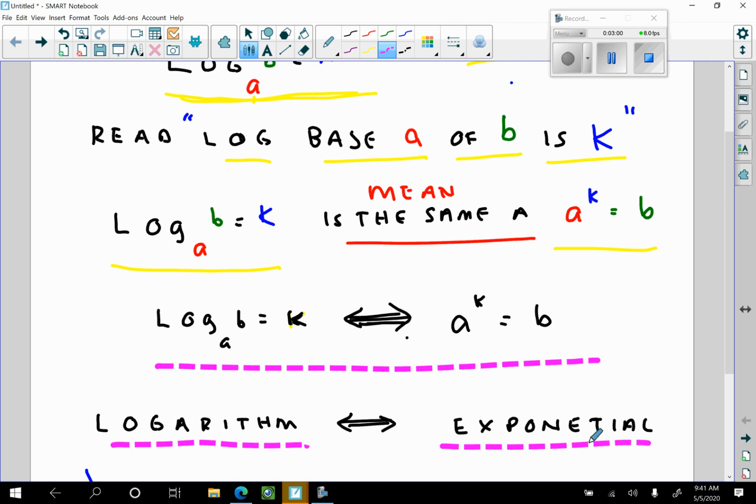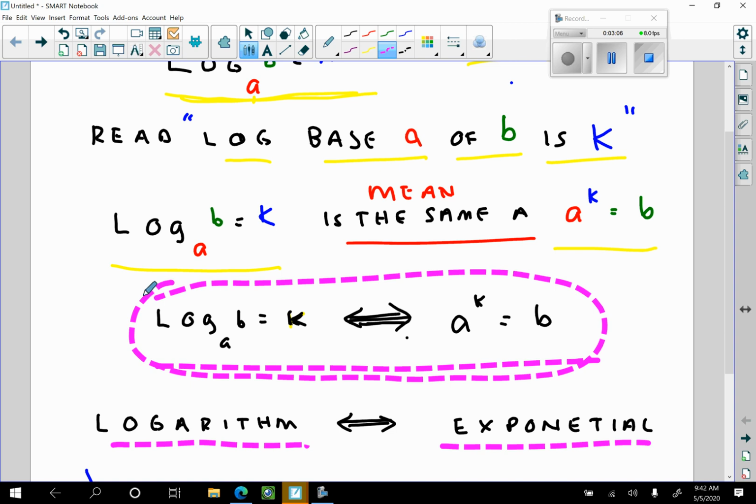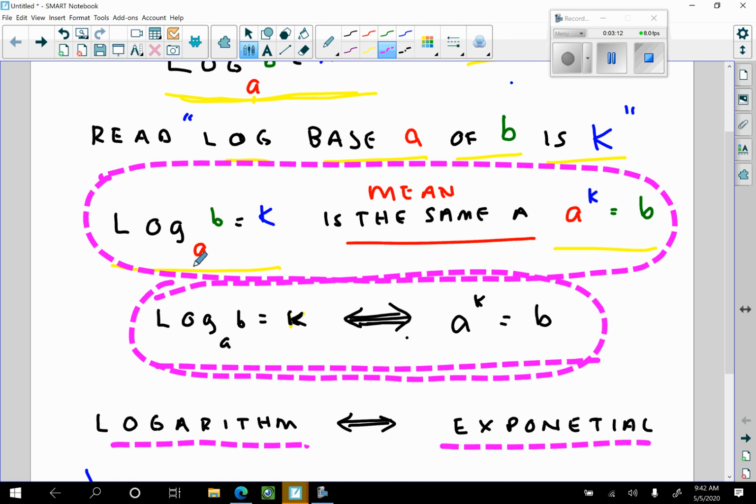Extremely, extremely important. So you're going to have to write this down. This is the definition you want. If you want to color coordinate it, you can. The base is right here. It goes to the bottom below the logarithm. That's the base, and that's a good way to understand that's the base of your exponential as well. This is your base of your exponential, A. So that's the base of the logarithm.